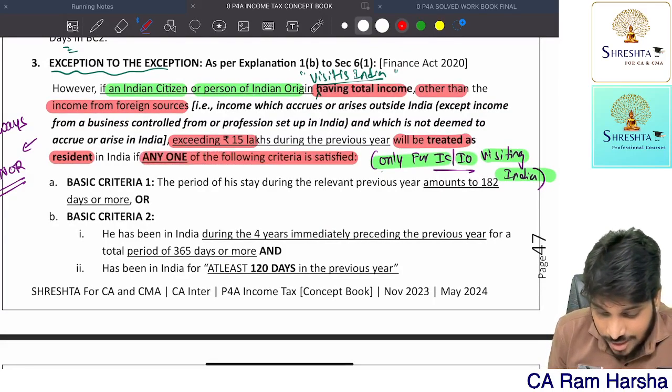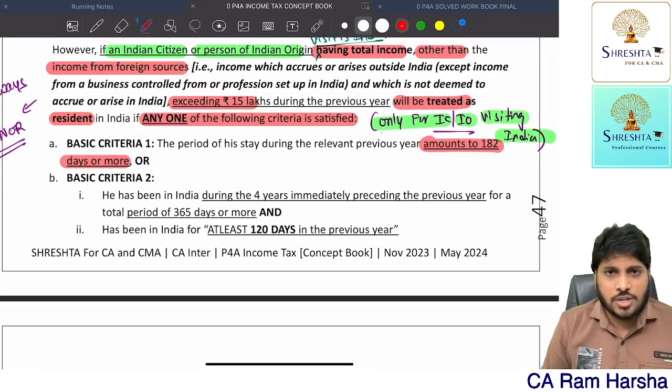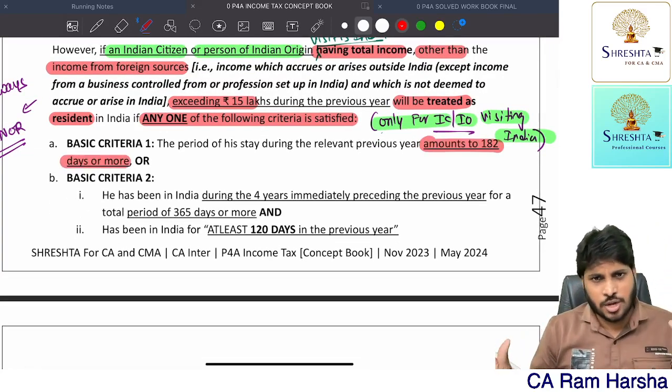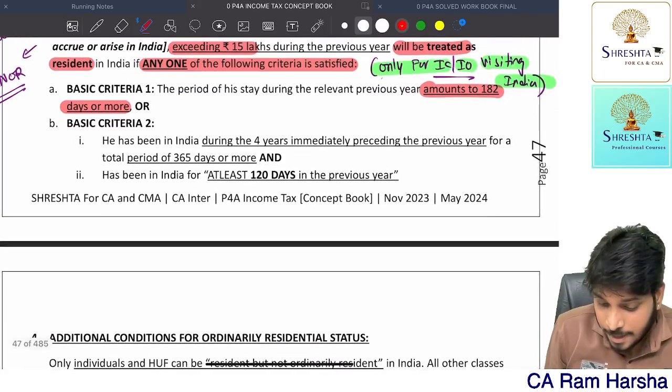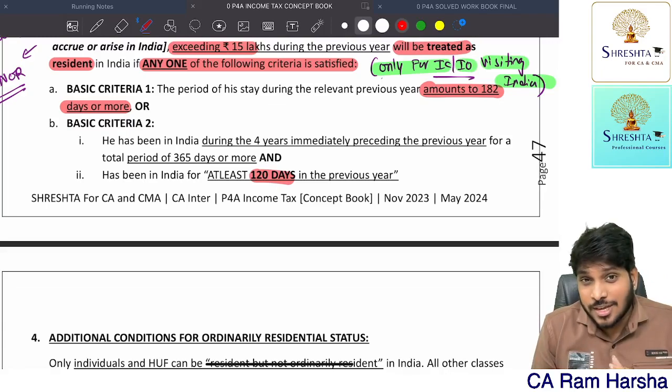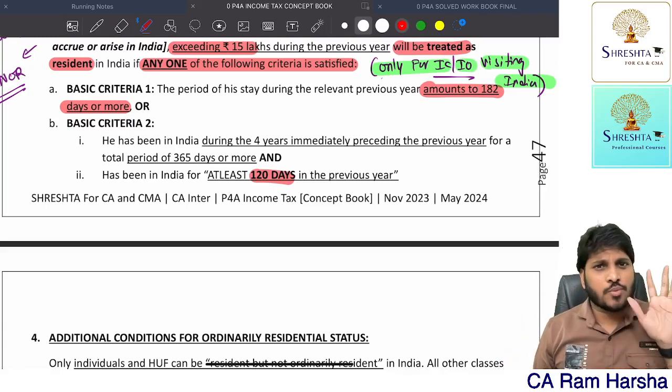If any one of the following criteria is satisfied. So I redrafted the entire provision. One is anyhow 182 days logic. Basic condition 1, 182 days logic. If it is satisfied, anyhow he is a resident. How is basic condition 2 changed? There the 60 days logic is there, no? That 60 days logic is changed as 120 days.